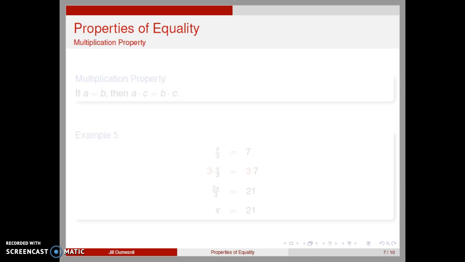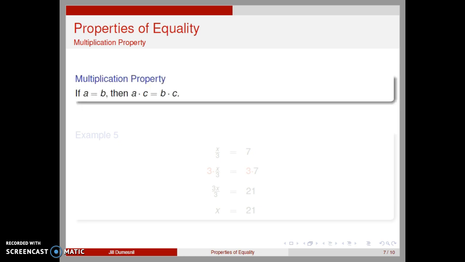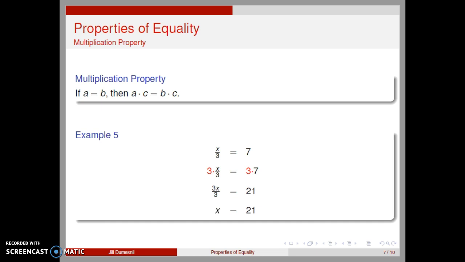The multiplication property of equality says that we can multiply on both sides of an equation by a constant. So to solve the equation x over 3 equals 7, we can multiply by 3 on both sides of the equation. Then 3x over 3 equals 21, and hence x equals 21.